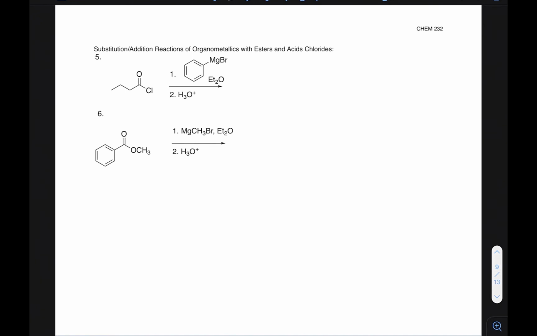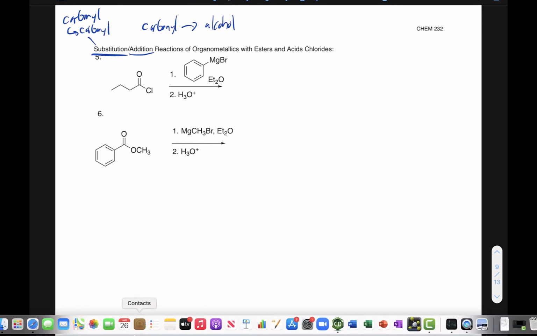So next we're going to be looking at the substitution elimination reactions. We've seen with addition reactions so far, we go from a carbonyl to an alcohol. But with substitution reactions, what we see is a transformation from a carbonyl to a different carbonyl, facilitated by a leaving group.